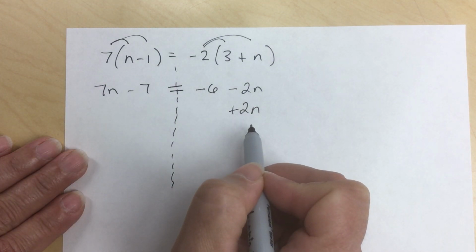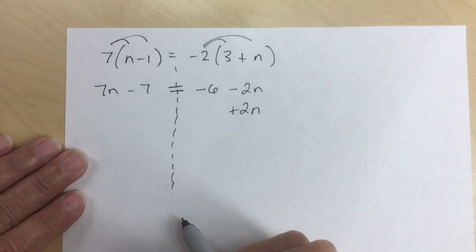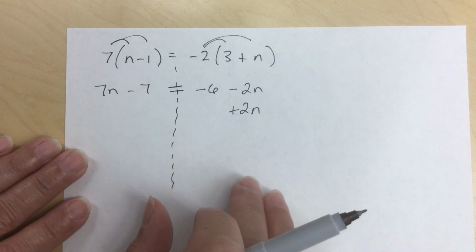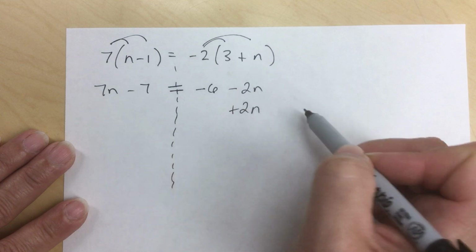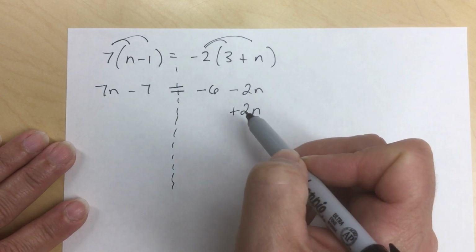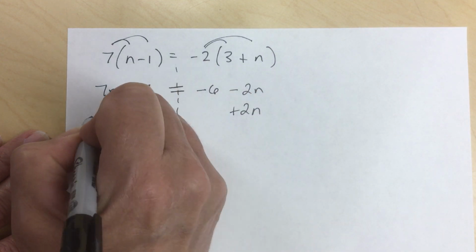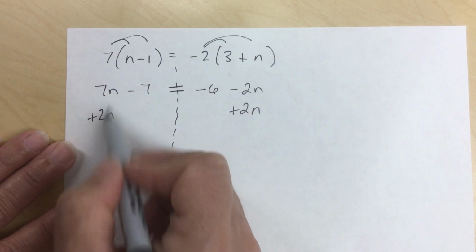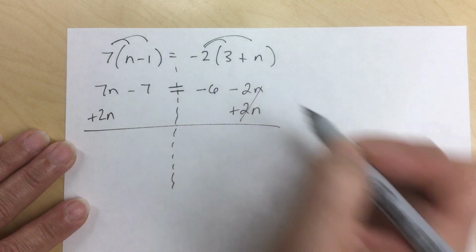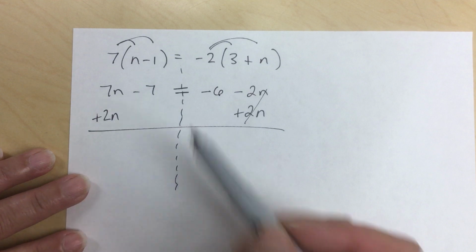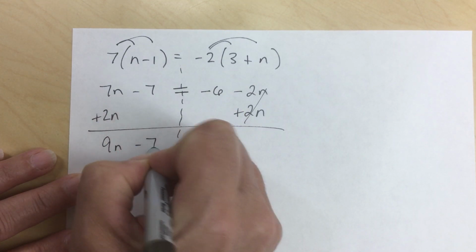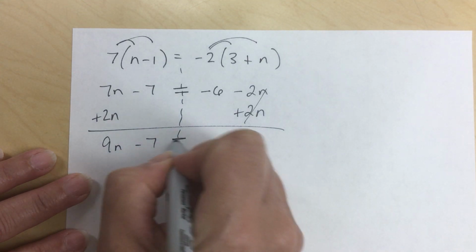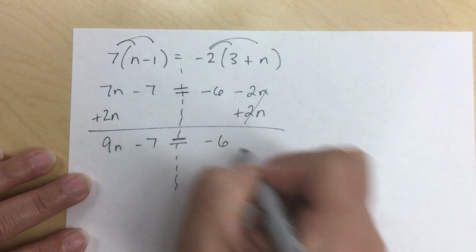Now, if I add 2n there, the reason I have this dotted line is so that I only do it on one side each. Sometimes if there's more letters here, people will do a +2n and then a +2n over here. If I come over here, you've got to make sure that you add the +2n to the other thing with the letter. Okay? Make sure you don't add it to the number. So this gives me 9n, and bring the -7 down, equals -6.